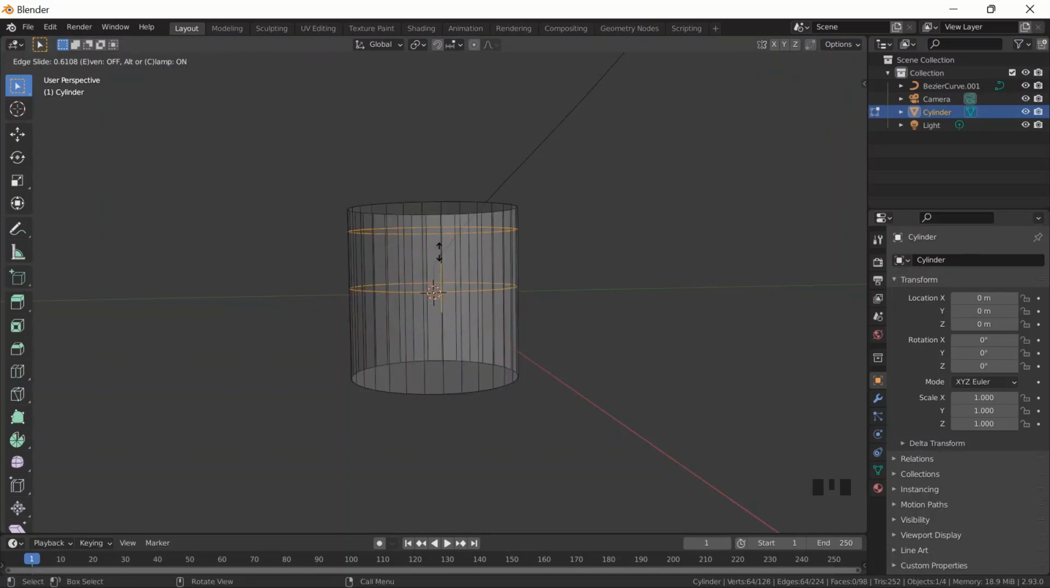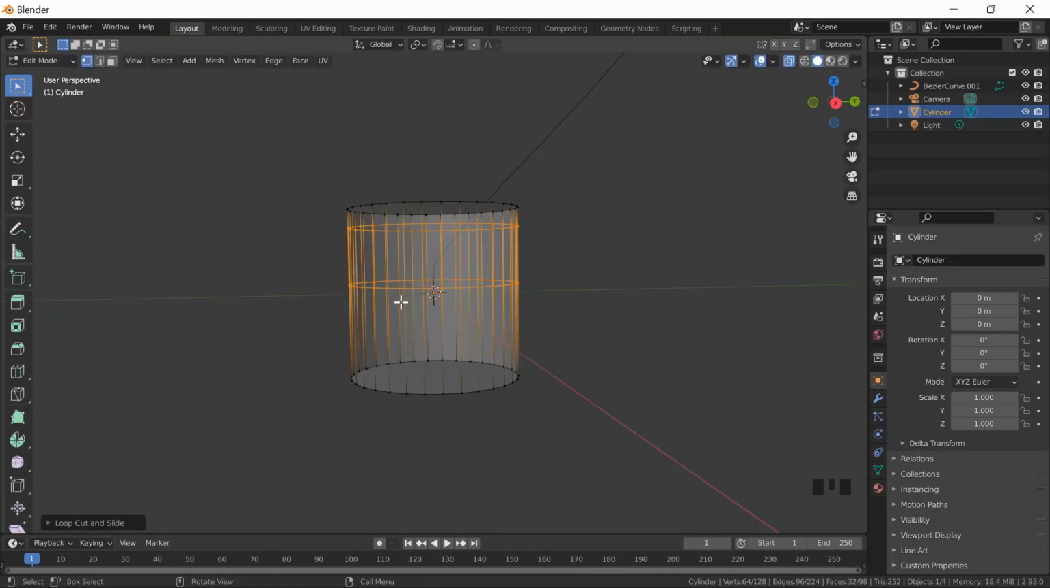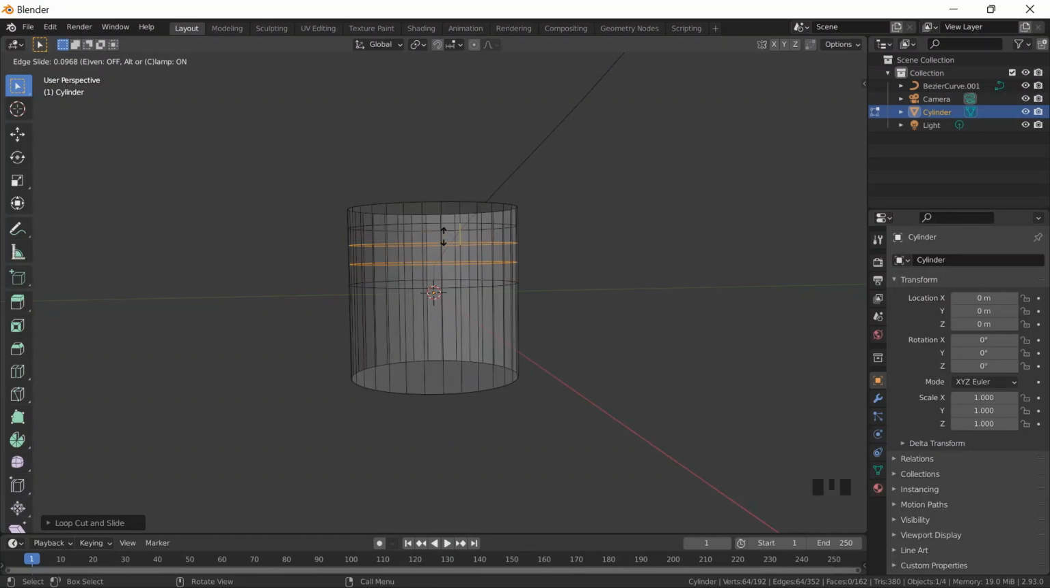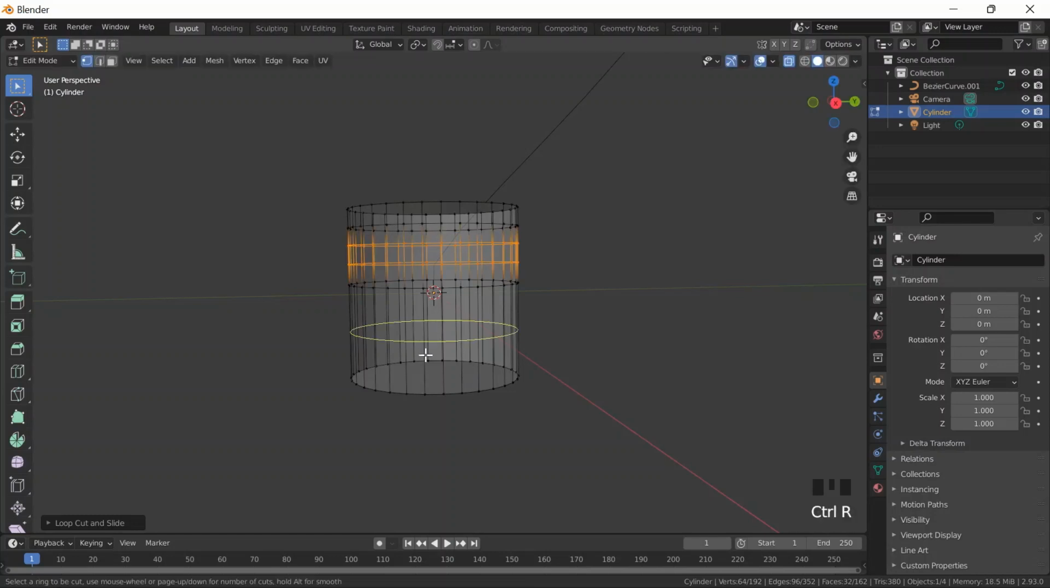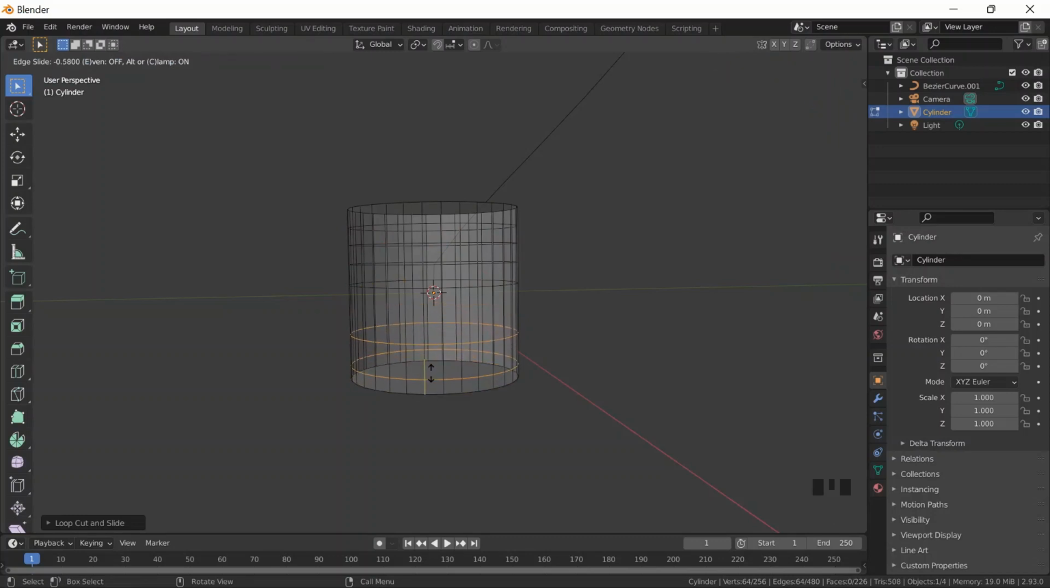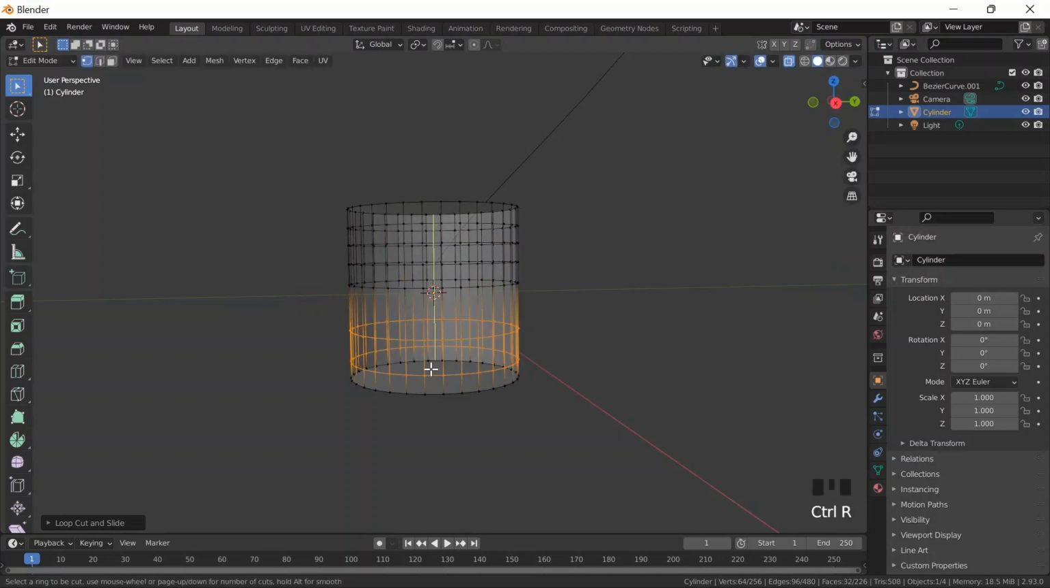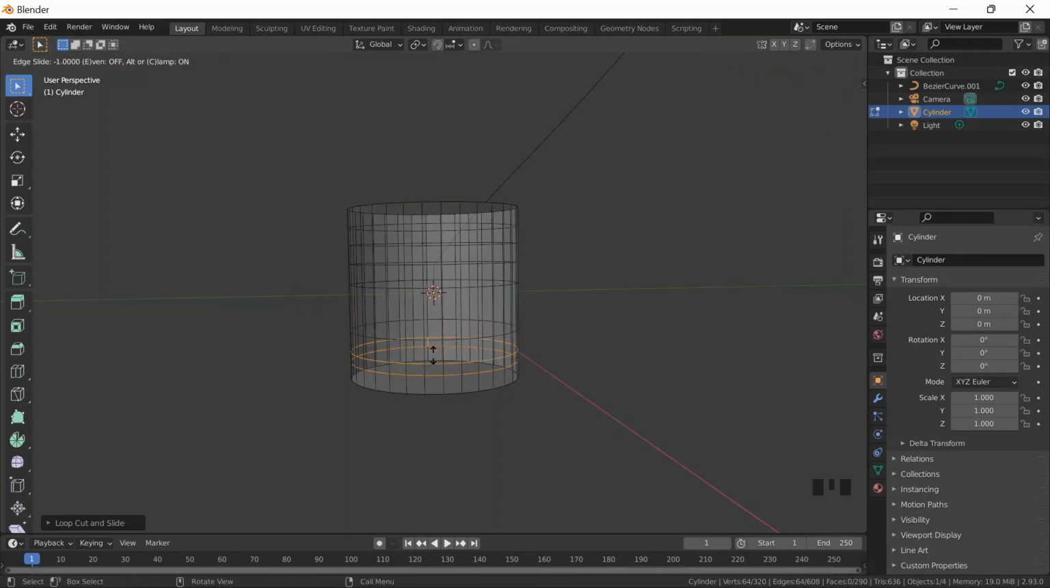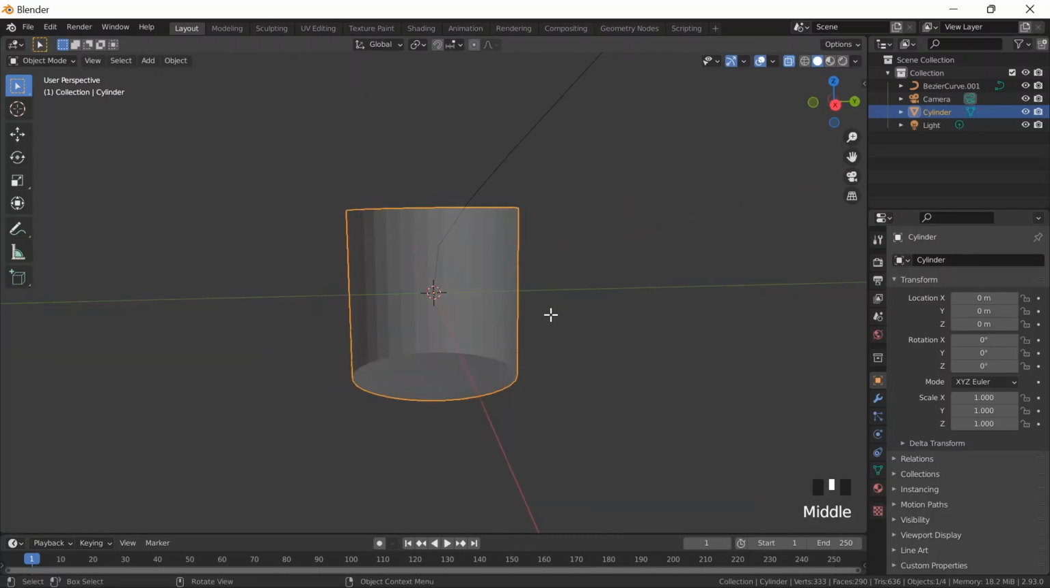And then we're going to move it up. We're going to do Control R again, do 2, and move it up, right there. Control R again, 2, and move it down, right there. Control R again, 2, move it up, right there, in the middle. Thank you. So now, something like that, right?